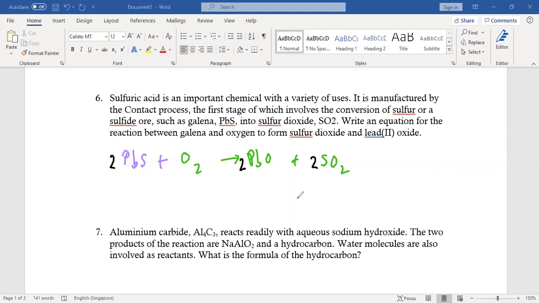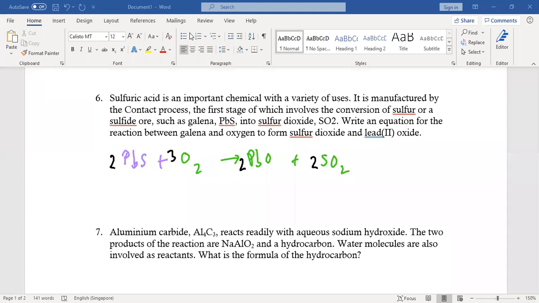So I'll just put here 2 S. All right. And then 2 times 2 is 4, 4 plus 2 is 6, so 6 divided by 2 is actually 3. All right, so that's the quickest way to resolve this equation. All right. Now, how about the last one?